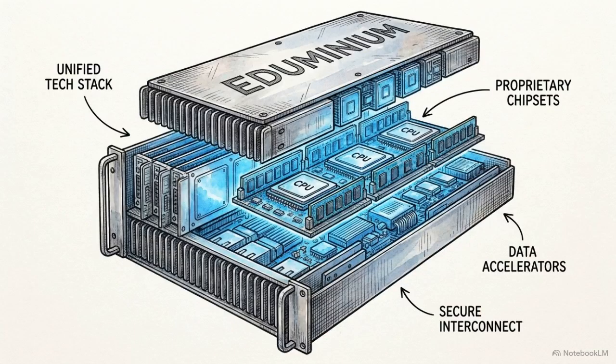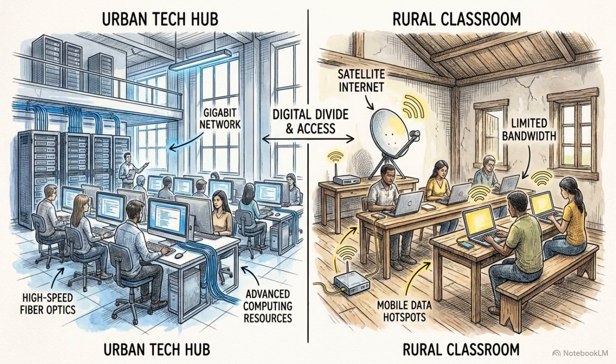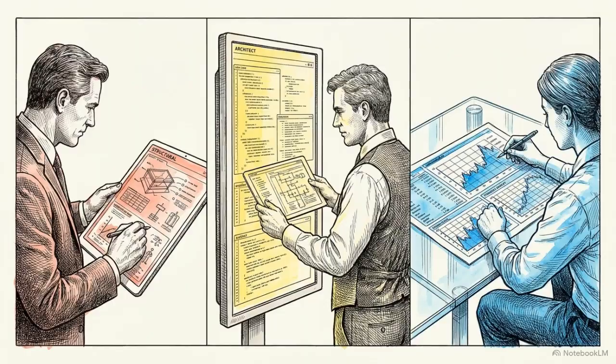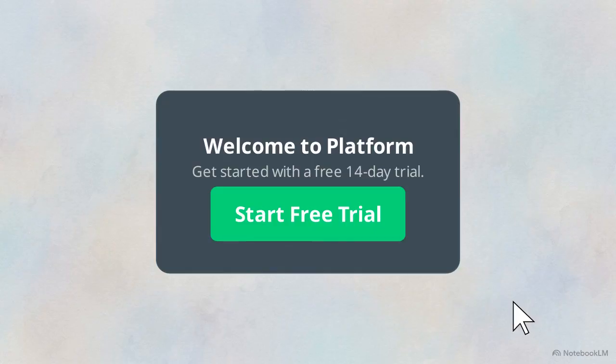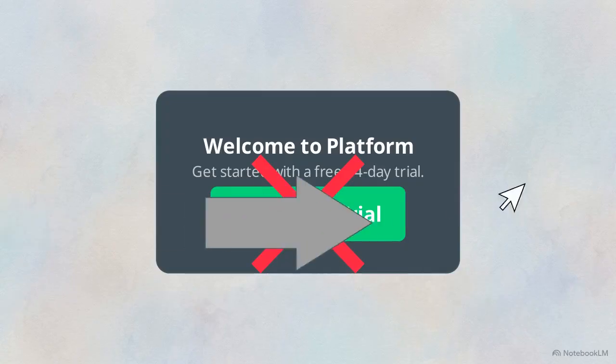Eduminium has engineered a unified tech stack capable of maintaining high-fidelity educational delivery, regardless of a school's geographic location or network quality. For GovTech officers, software architects, and technical VCs, this architecture eliminates the technical debt of light app maintenance permanently.